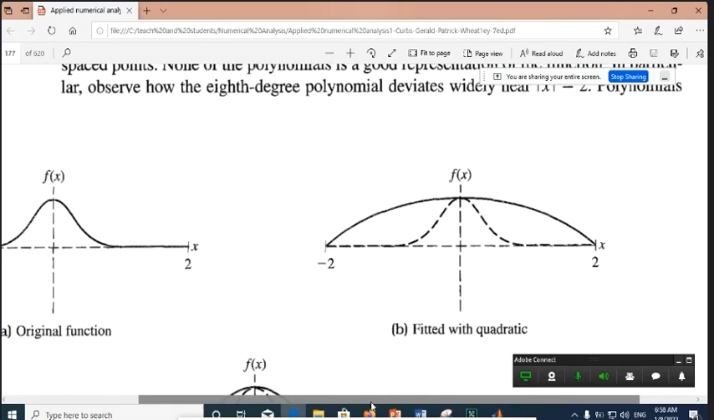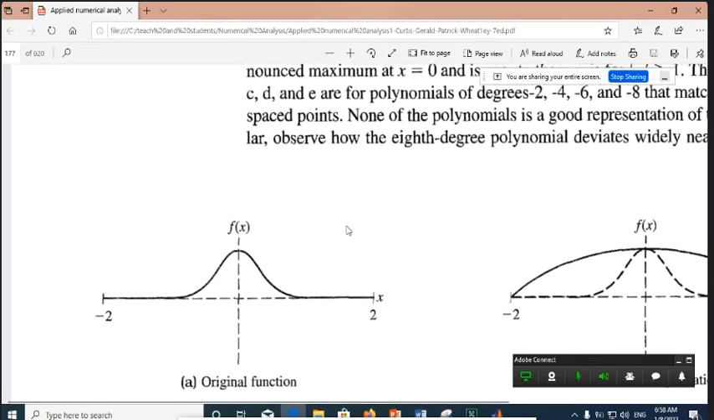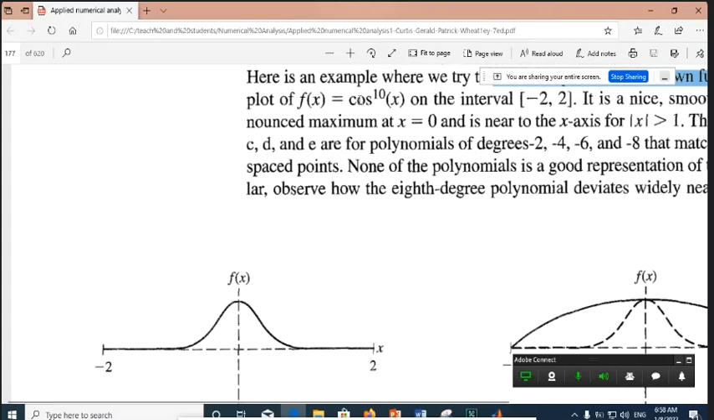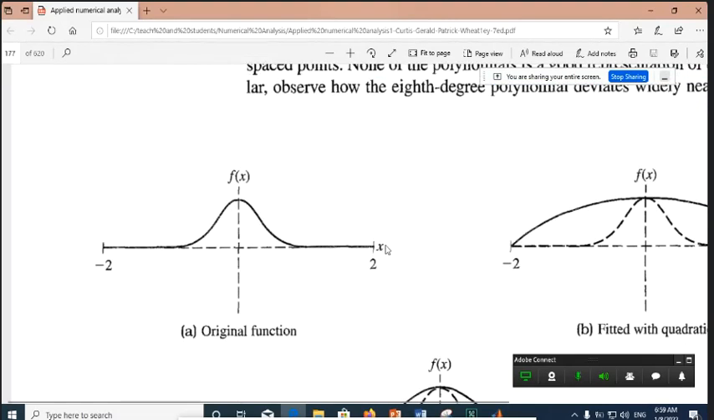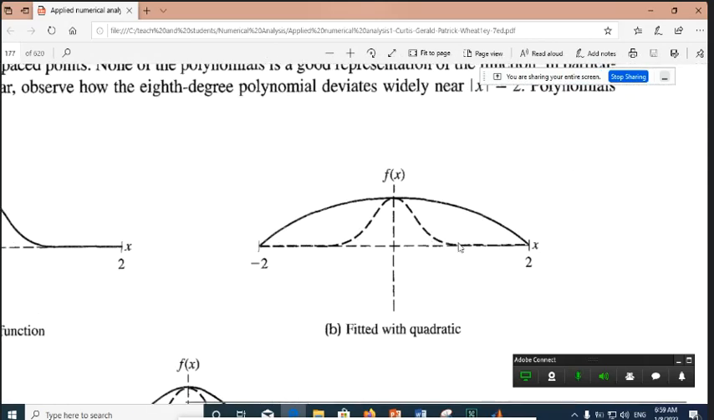This is the plot of f(x) = cos^10(x) cos(10x). This is our function. Its plot is here, and we want to interpolate this function with a quadratic function, or polynomial of degree 2, for example at 3 points, -2, 2, and 0. The function is as here.